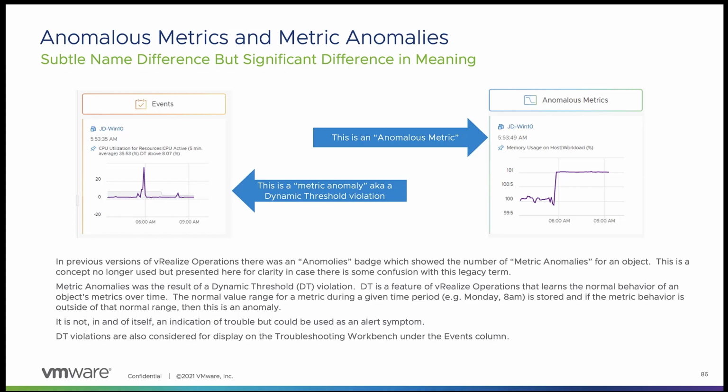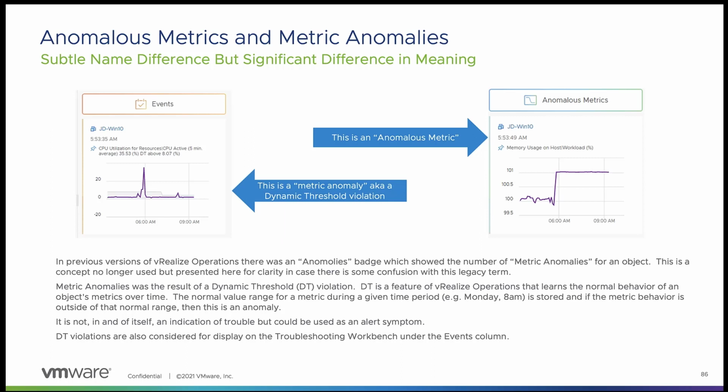Now, I want to take a minute again to mention the difference between metric anomalies and anomalous metrics. We mentioned this earlier, but we didn't go too deep into it because I wanted to get into the concept of anomalous metrics first. A metric anomaly is whenever we've breached that dynamic threshold, or we have a violation of our dynamic threshold, and that's going to show up in the events section of our troubleshooting workbench. An anomalous metric, again, is where we have a drastic change in our metric. So not just a quick blip or a quick spike. This is something that has made our metric completely different than what it was before.